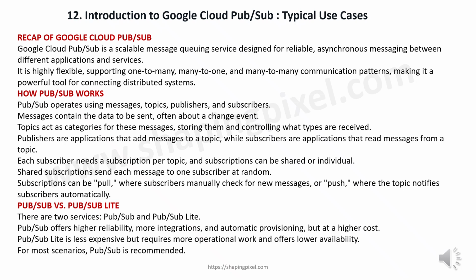Each subscriber needs a subscription per topic, and subscriptions can be shared or individual. Shared subscriptions send each message to one subscriber at random. Subscriptions can be pull, where subscribers manually check for new messages, or push, where the topic notifies subscribers automatically.